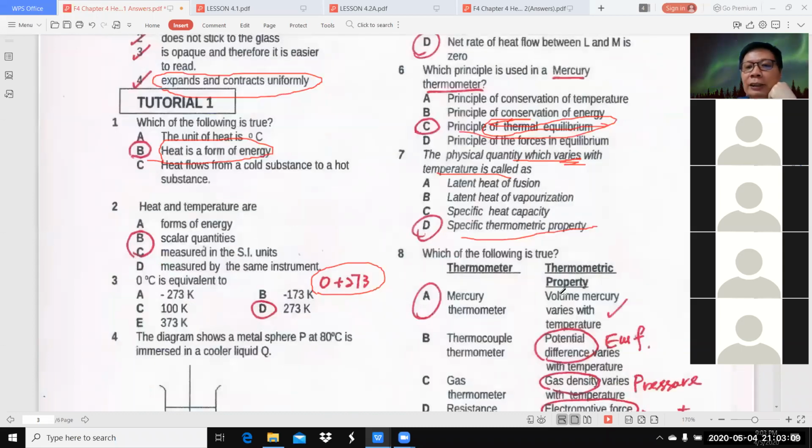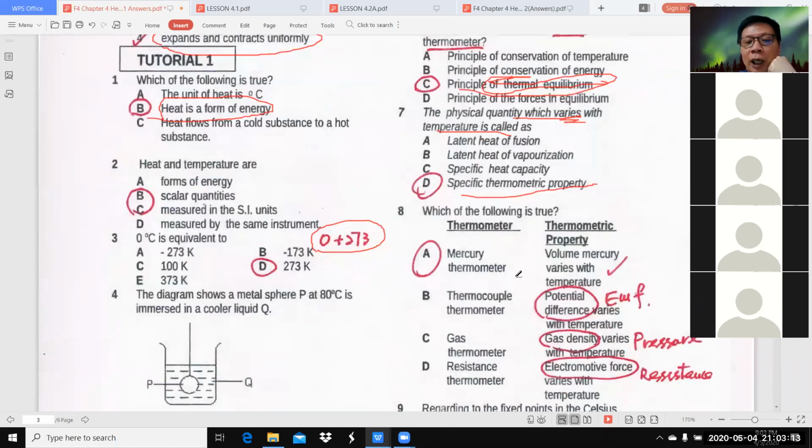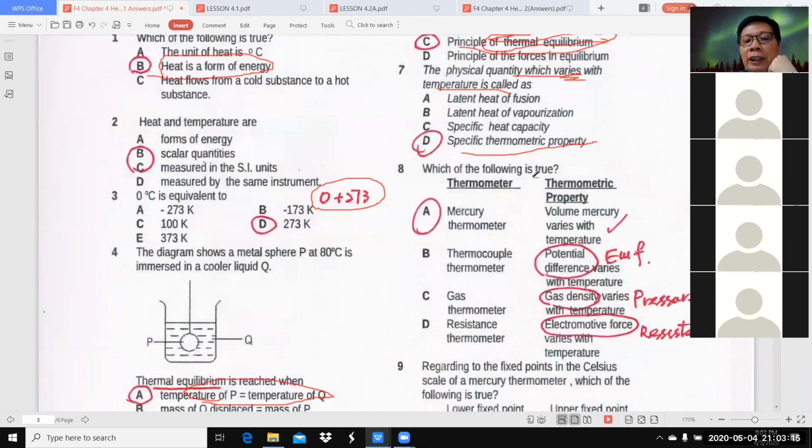Okay, the next. Now here, they ask you one by one which one is correct and which one is wrong. Which one is true? Only one is correct. Mercury thermometer: the thermometric property is the mercury volume varying with the temperature. This I explained to you already, right? This one is correct. The rest are all wrong.